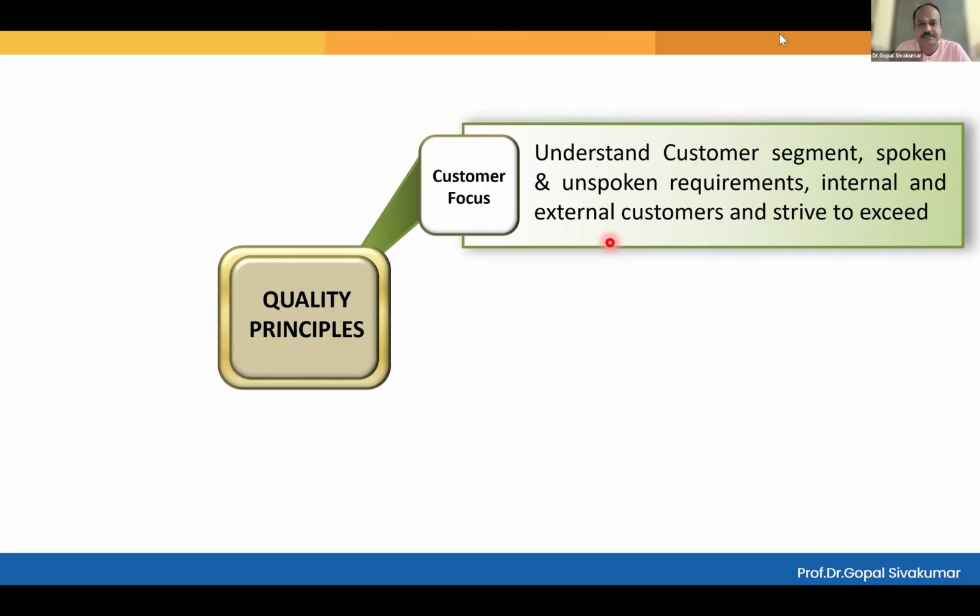Ultimately, you need to understand all the stakeholders involved in the making of your product and the offering of your service, and make sure everyone is happy. Create a win-win scenario. Yesterday we spoke about the win-win scenario, isn't it? Yes. Very good. That's very important.